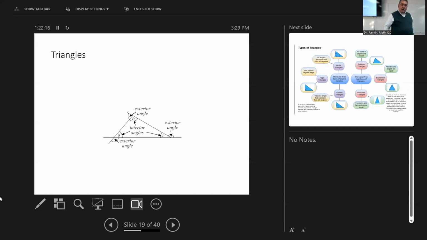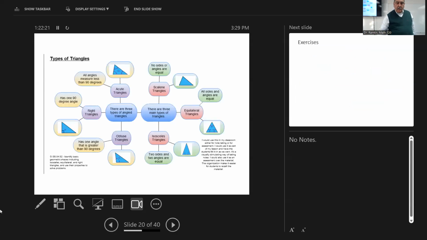So, different types of angles and triangles. Here we have an acute triangle, all angles measure less than 90. They add up to 180 degrees, but they are all less than 90. Because they all are acute angles, it's called the acute triangle.